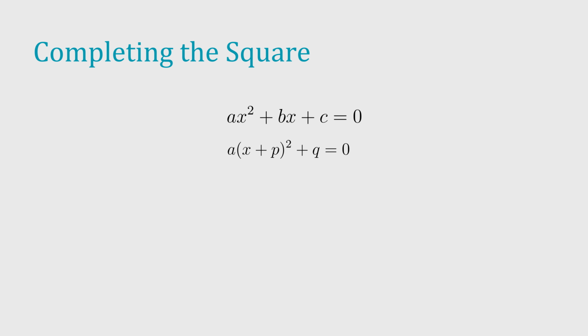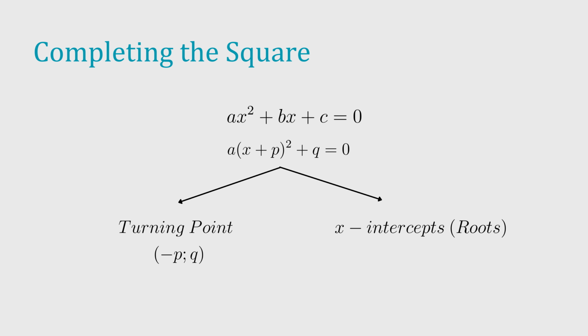This form is often used when determining the turning point easily and to find the x-intercepts, or roots as they are also called. It also makes drawing some graphs easier. We are going to look at two thorough examples to understand how completing the square works. Then I'm going to show you a formula that you can use directly to successfully complete the square.